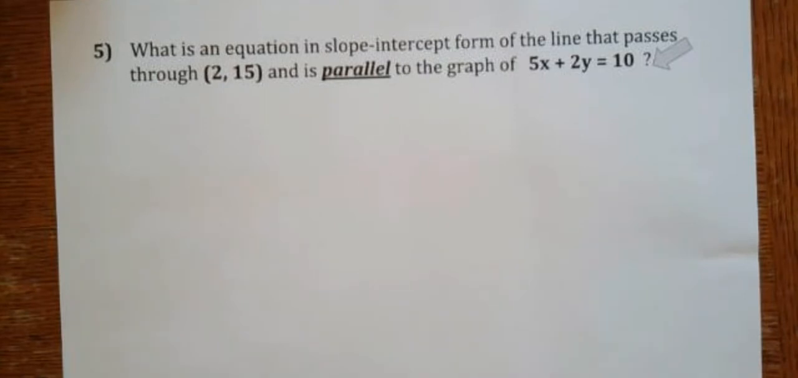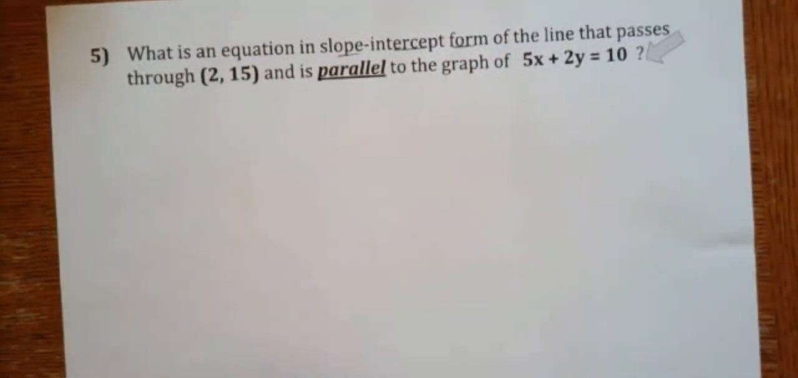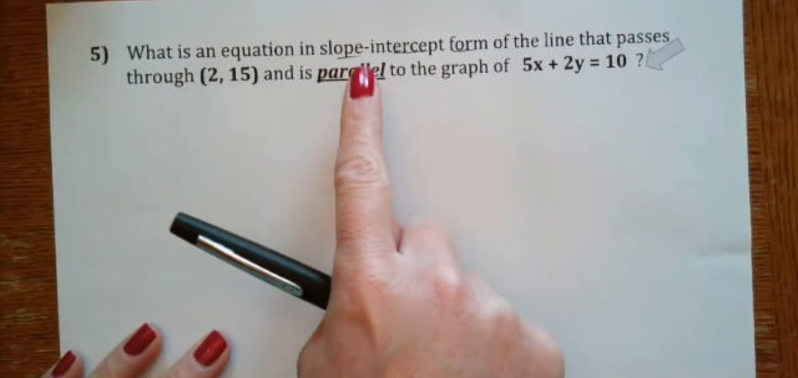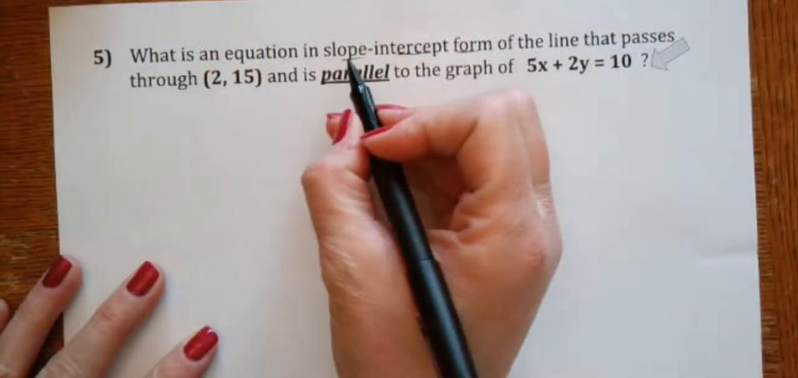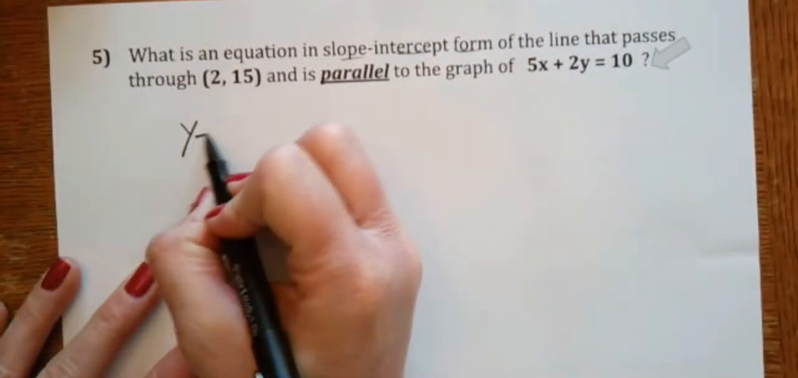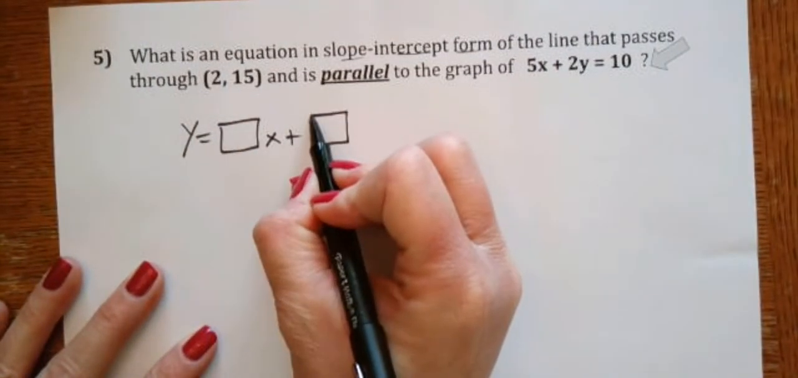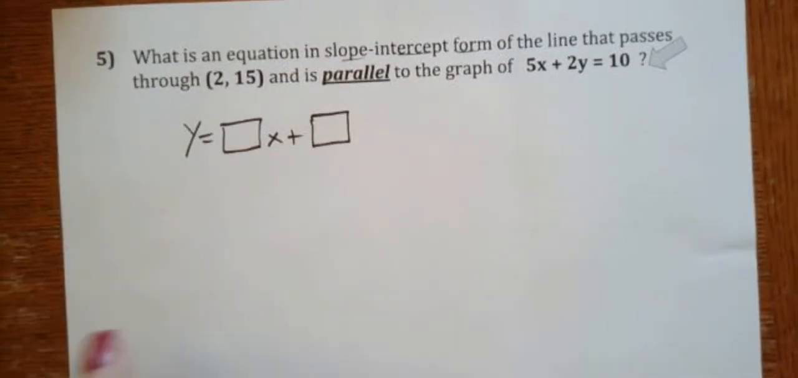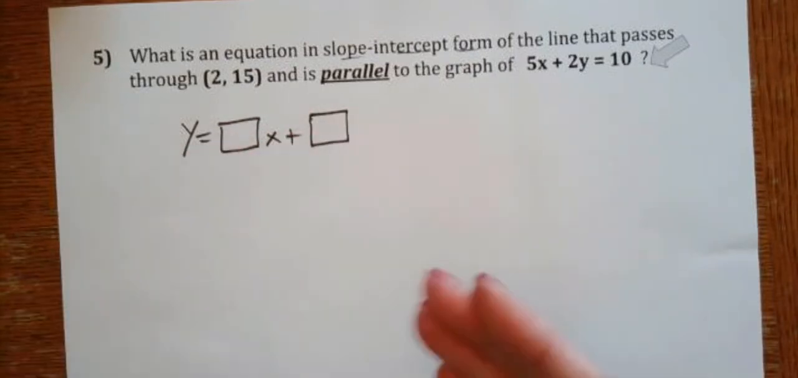Okay, very similar question. What is an equation in slope-intercept form of the line that now passes through (2, 15), this point, and it has to be parallel to this graph? Okay, so we want our answer in slope-intercept form. So I'm going to start off by just writing a blank slope-intercept form. I think this is so helpful if you just start off with a blank equation and then you just work on filling in the information, our slope and intercept, as we go.